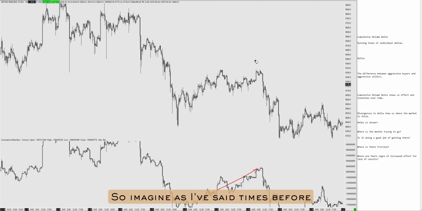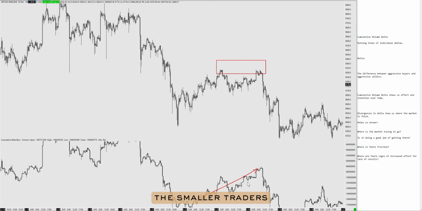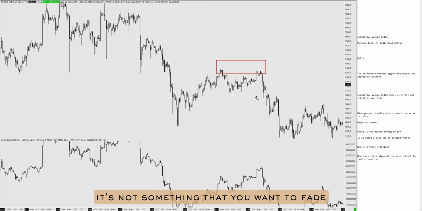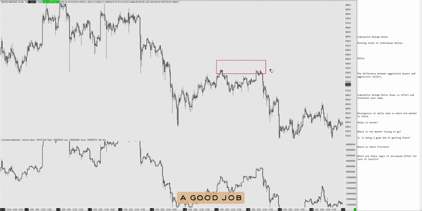Okay. So imagine, as I've said times before, this is likely where the heavier hand is. The heavier hand is more often than not in the passive order. The smaller traders more often than not will be using market orders. It doesn't mean that they only use market orders and that larger traders only use limit orders. But more often than not, especially in the context of major support or resistance, when you see this occurring, it's not something that you want to fade, because you know that something is doing a good job of keeping down all that activity.